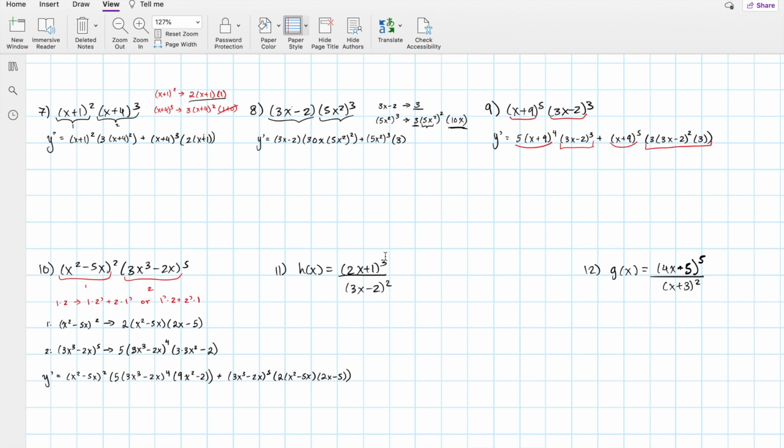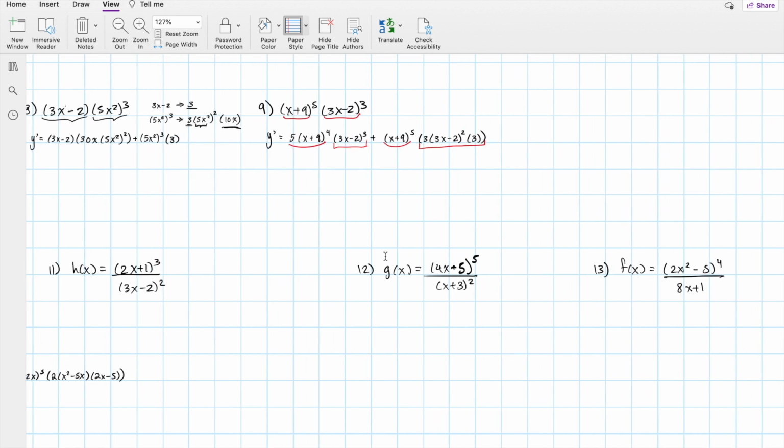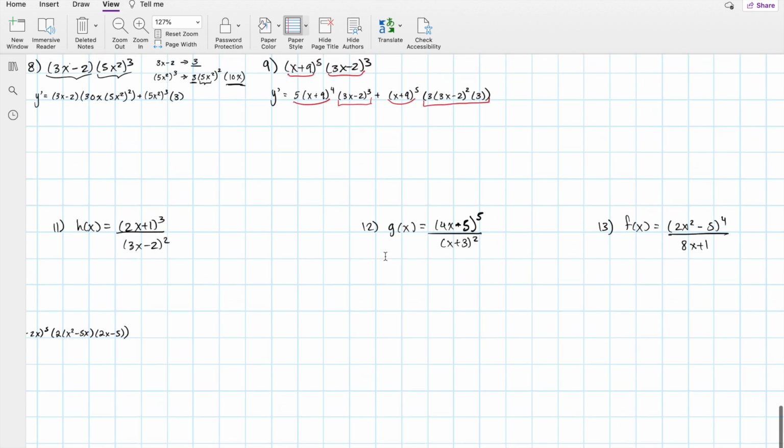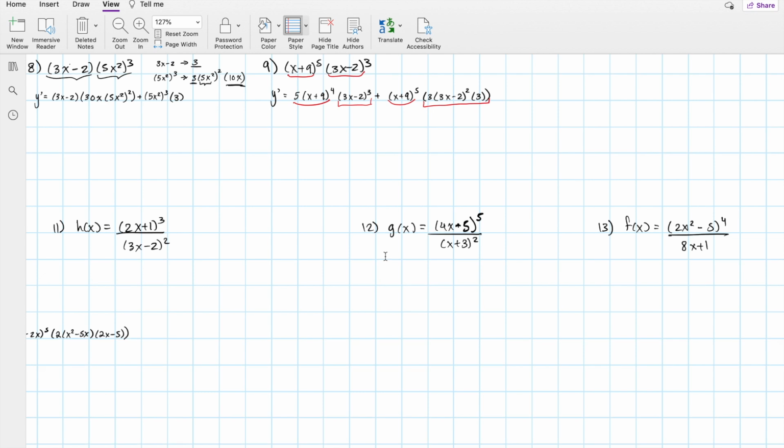Okay, 11, 12, and 13 are all quotient rules. So, again, the quotient rule says we have 1 divided by something else. The derivative of that is the bottom times the derivative of the top minus the top times the derivative of the bottom, all over 2 squared, which is the bottom squared.